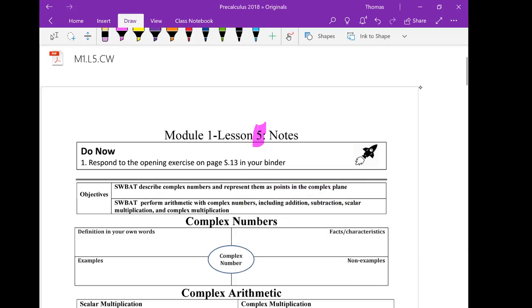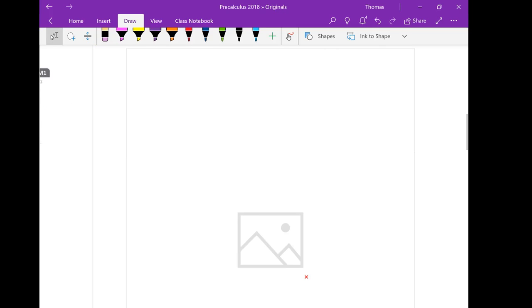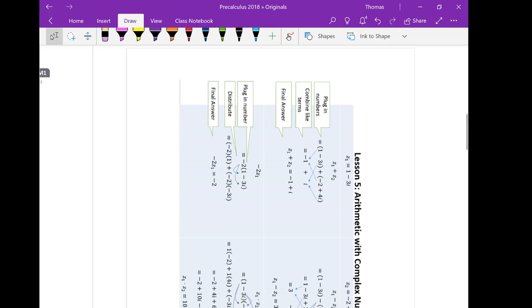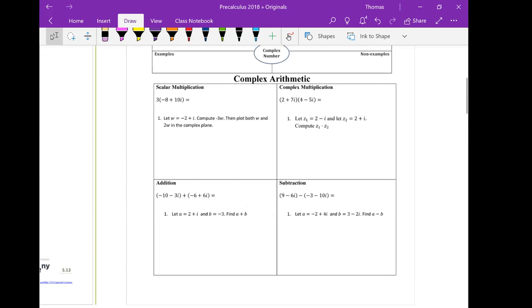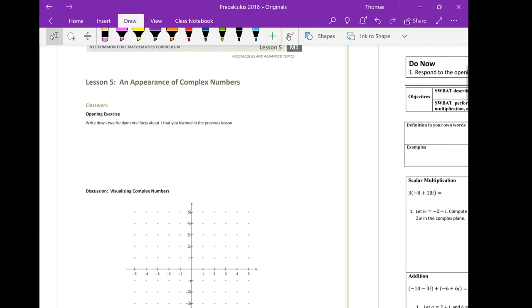Hey Precalculus students, this is our second lesson on complex numbers in our Module 1. It's titled Lesson 5 in your binder, and this is the note sheet you're going to need for today. It has two sides, a side with arithmetic, and then the back side with some summary notes, and you'll also need your binder open to Lesson 5 as over here.